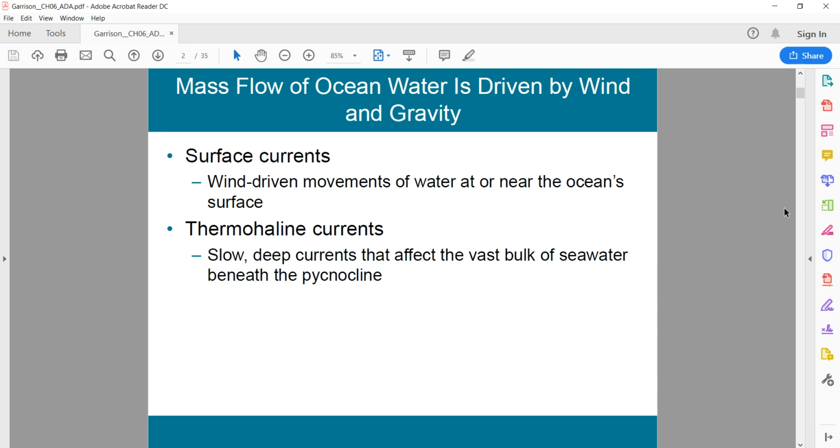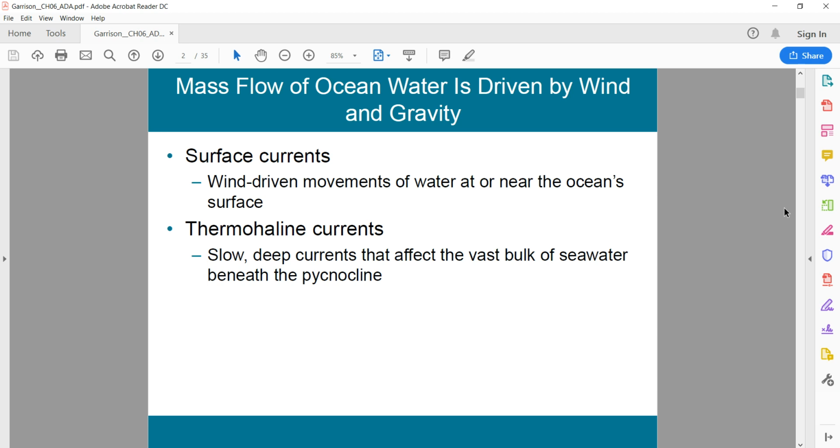There are two major types of ocean currents, surface currents and thermohaline currents. As the very name indicates, surface currents are the currents that occur near the ocean surface. And thermohaline currents are the currents that occur much deeper in the ocean. Between the two, surface currents are much faster compared to the thermohaline currents.